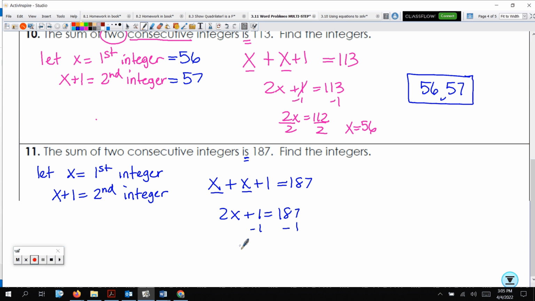Subtract 1. 2x equals 186. Divide by 2. And x is equal to 93. All right, so the first integer is 93. The second integer is 94. So my 2 consecutive integers, I should say, are 93 and 94.